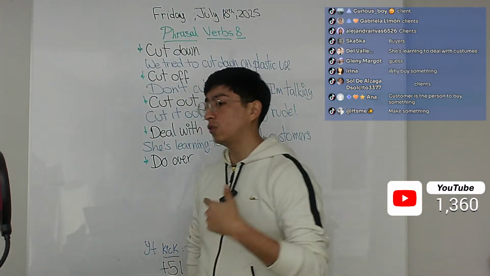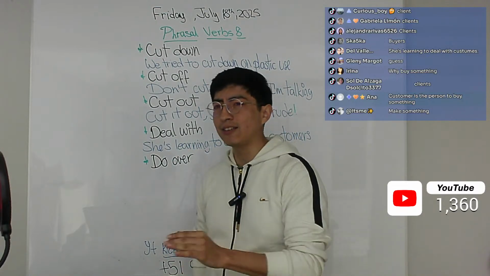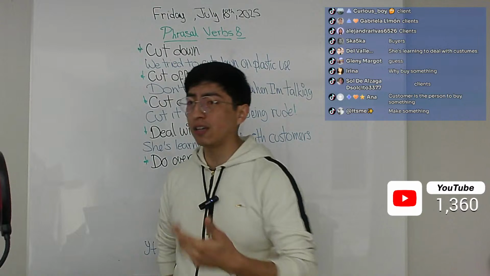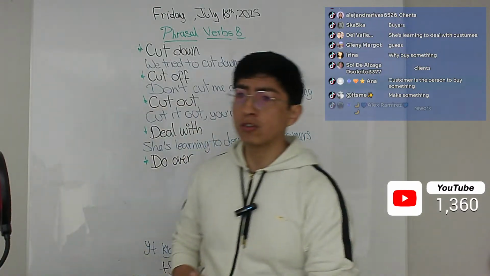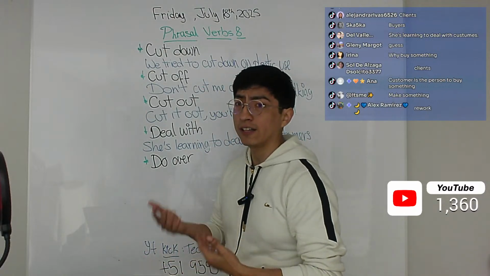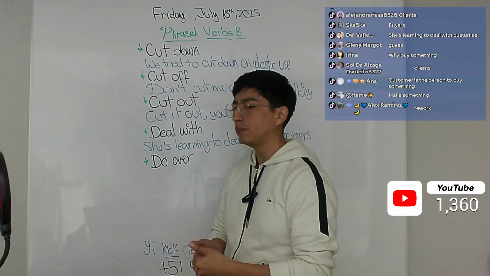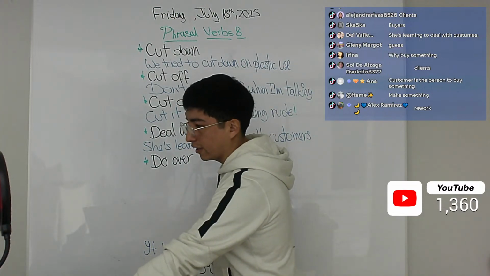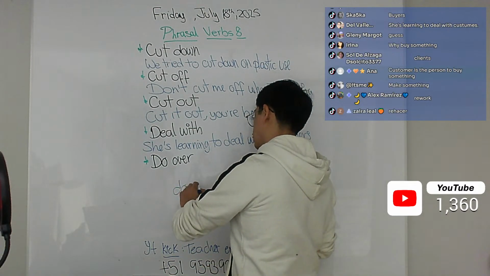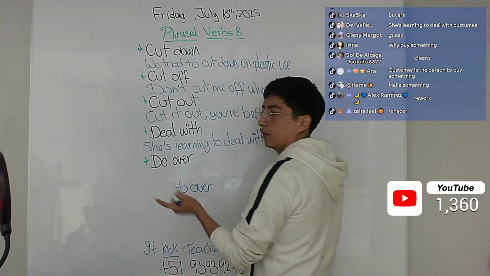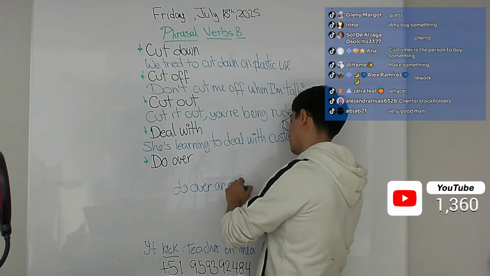Do over is to do something again. This phrasal verb is very easy. In this case, to do something again, to do it one more time, or once again. To redo something. So you can say here, do over an assignment.